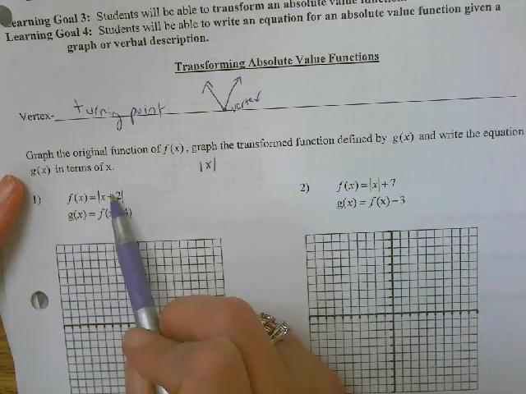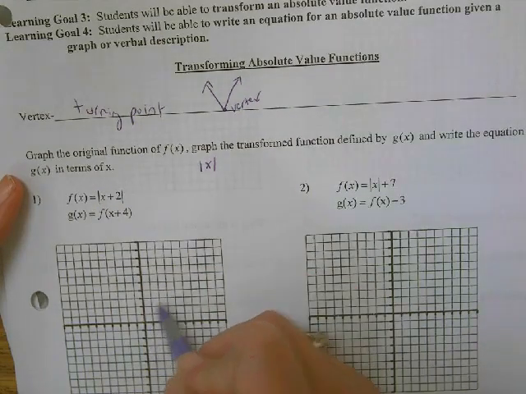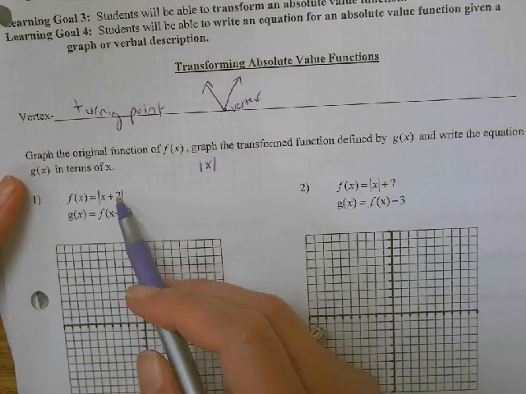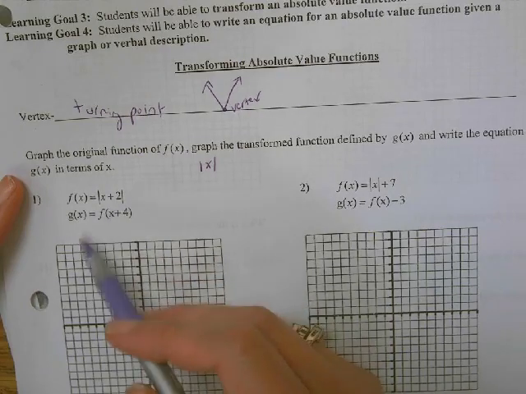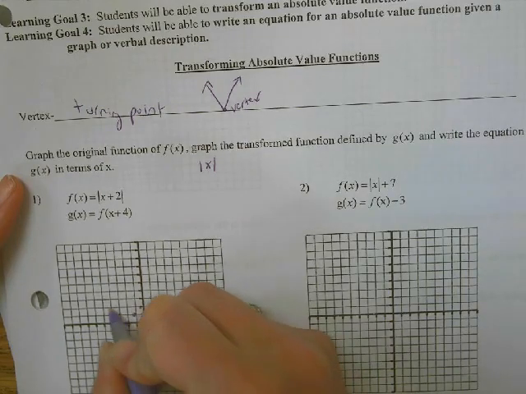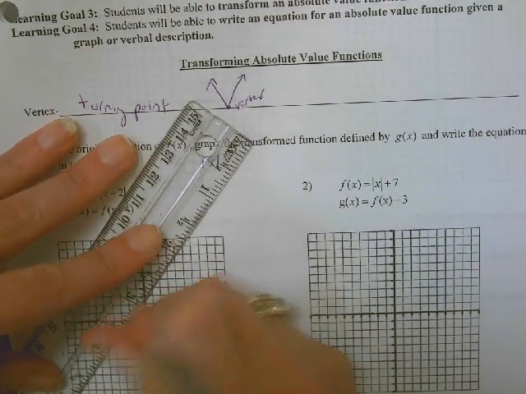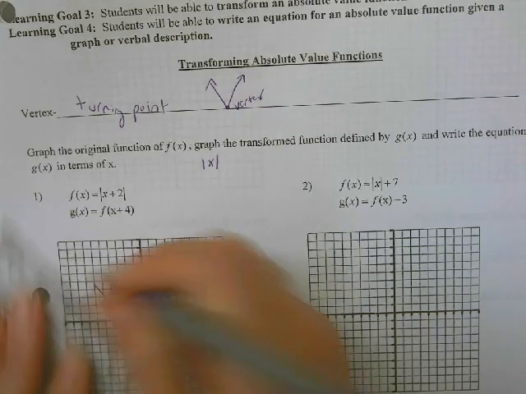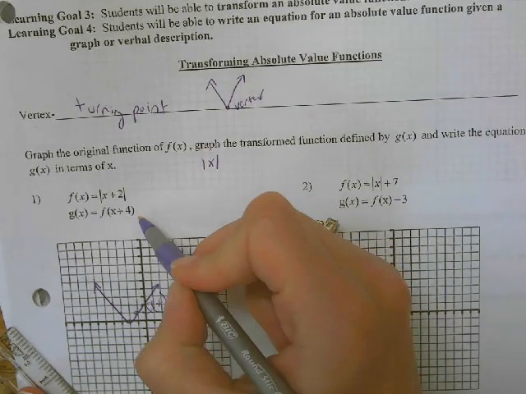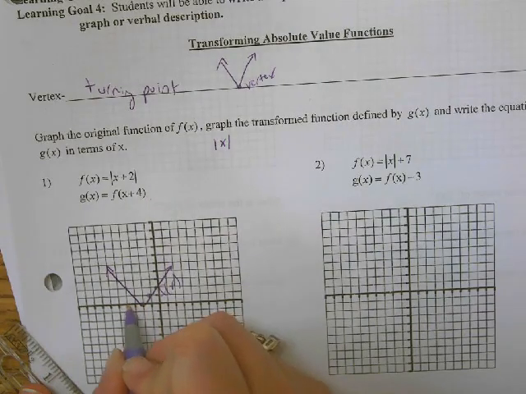So the first thing I do is I graph the original. So absolute value of x plus 2. Now absolute value of x would be here at the origin, slope of 1 on each side. So the plus 2 is going to move me left 2. So here and then here. So I graph the original, and that is my f of x. Then I want to take that and go left 4 according to that transformation. So I take the vertex 1, 2, 3, 4.